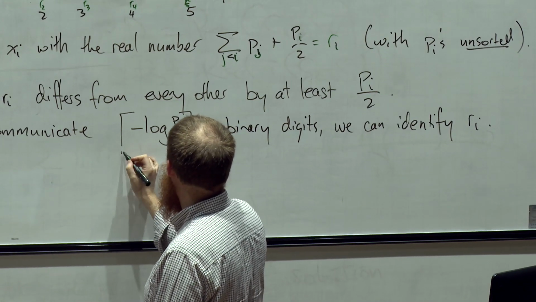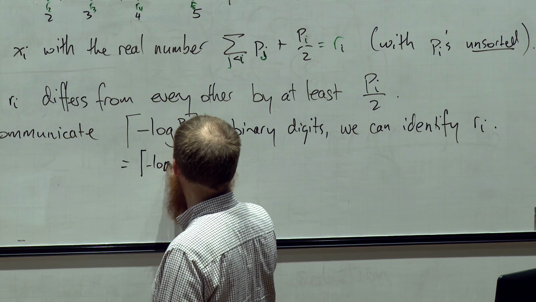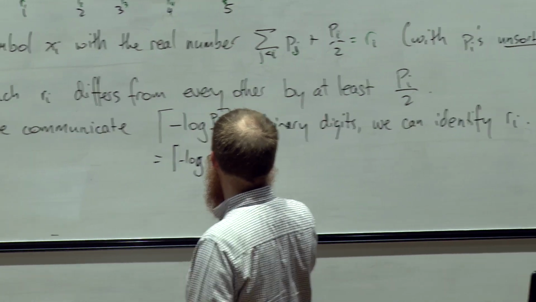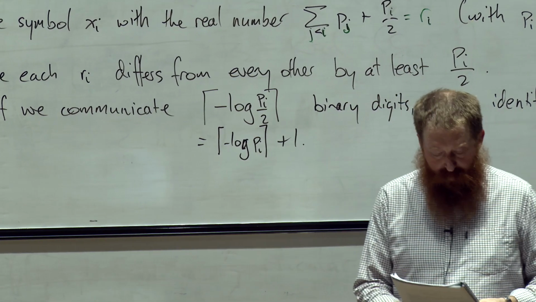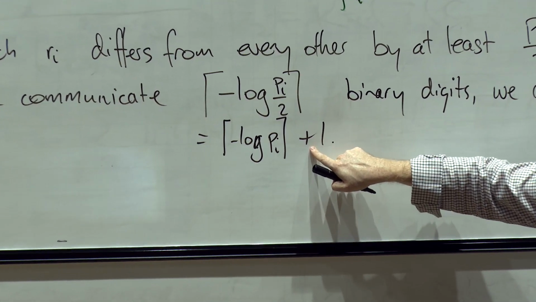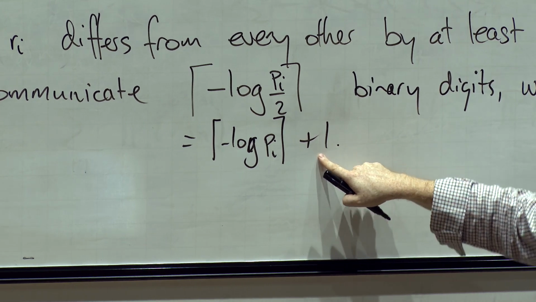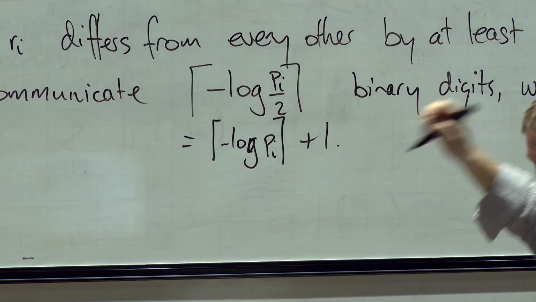Now this, of course, is equal to the ceiling of minus log p_i, plus 1. And so you can see the difference is now that I've added this 1. That's the key thing. And I'm transmitting one more digit for this code word.